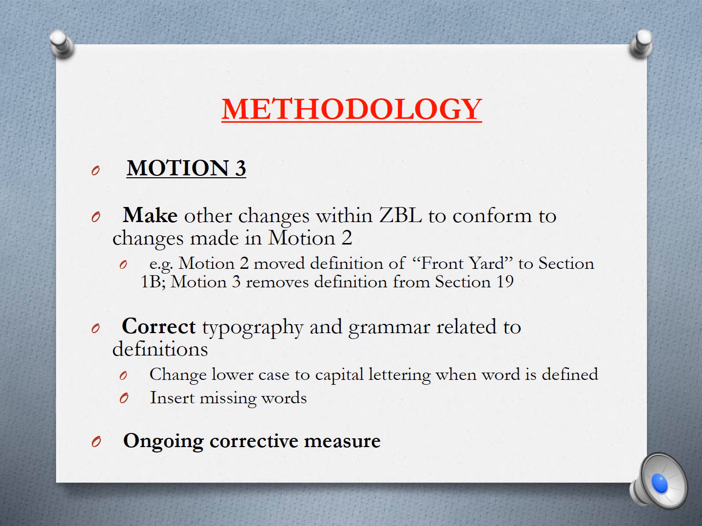Motion 3. Motion 3 makes changes to the rest of the zoning bylaw in order to reflect the changes in Section 1B. For example, if a term has been moved to Section 1B, it is then to be removed from its current location. At present, the bylaw randomly uses lowercase or capital letters for defined terms. All defined terms should begin with an initial capital letter. This motion will make that happen.